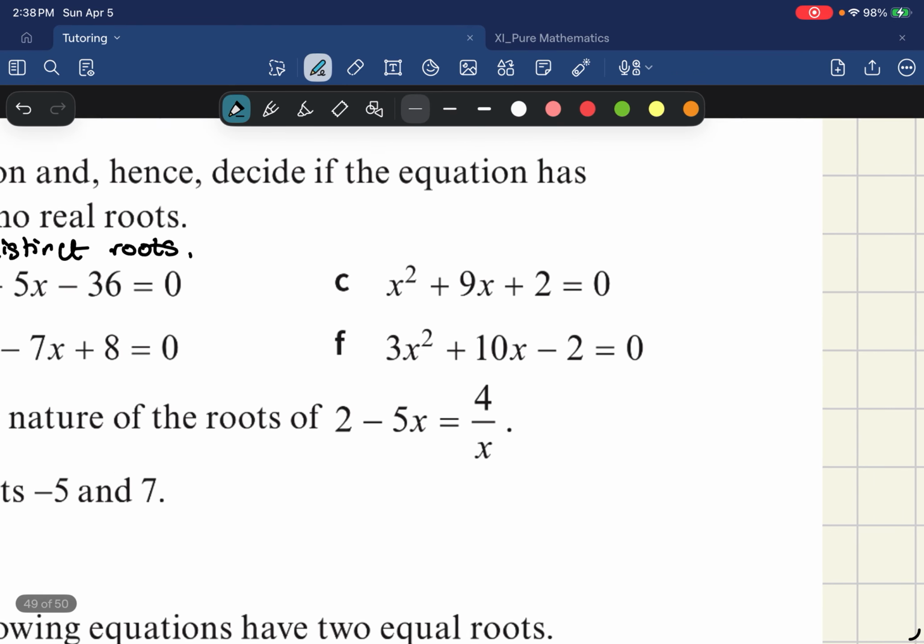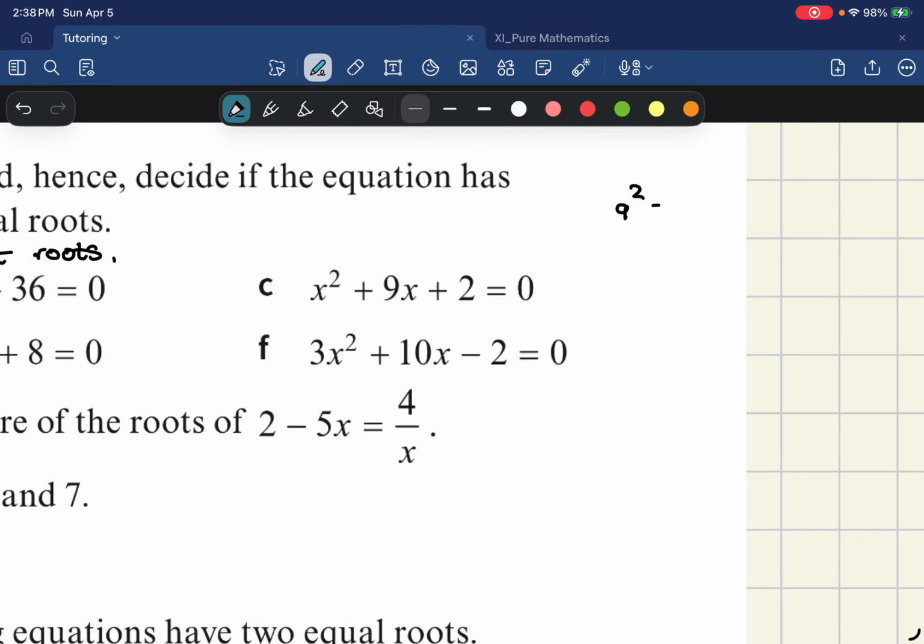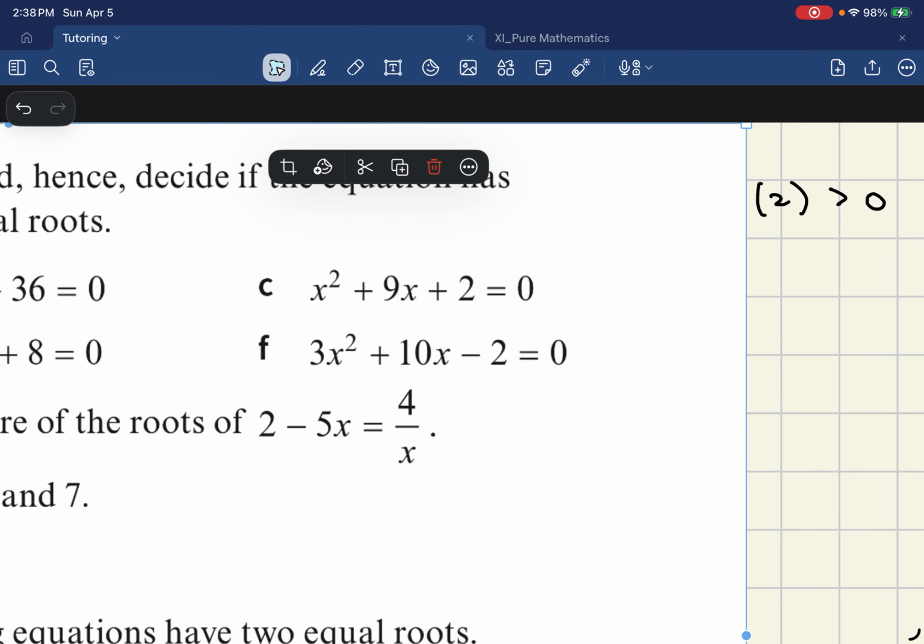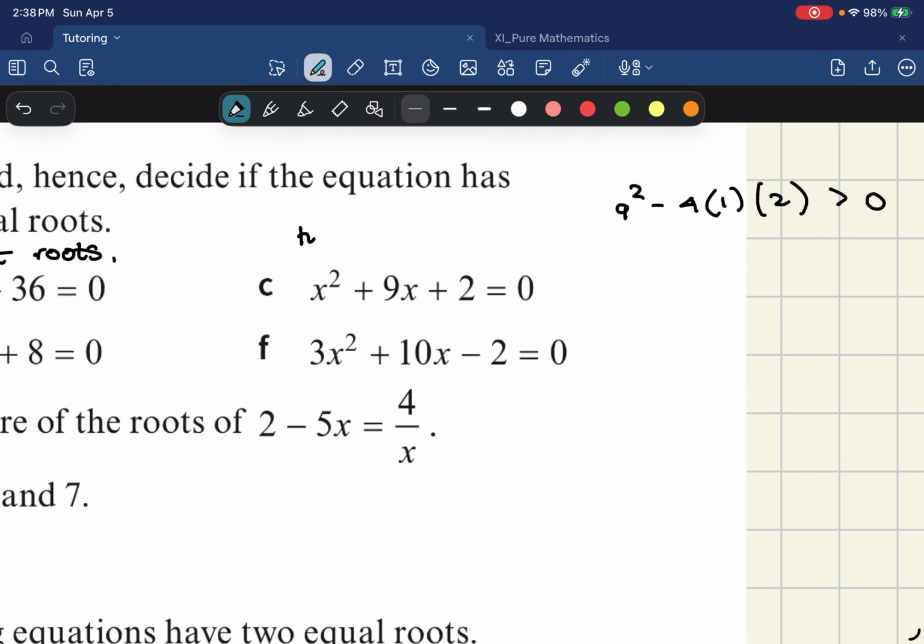Let's look at C. So C is just 9 squared minus 4 times 1 times 2. 9 squared minus 8. This is bigger than 0. So this one also has two distinct roots.